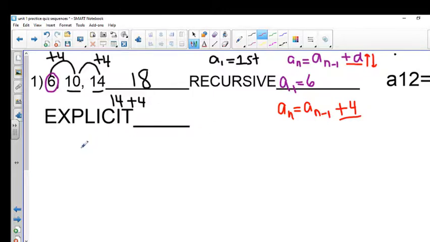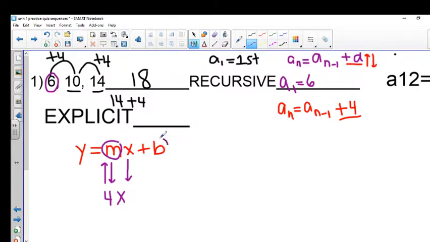Okay, for explicit, we're going to use our formula y equals mx plus b. Okay, so let's break down what these letters mean. The M is the same as the D up here. MD, like medical doctor, MD. Okay, so M is how you go up or if you go down. So we look here, we know we were going up by 4. So I'm going to go ahead and put my 4 there. My X is going to stay the same.